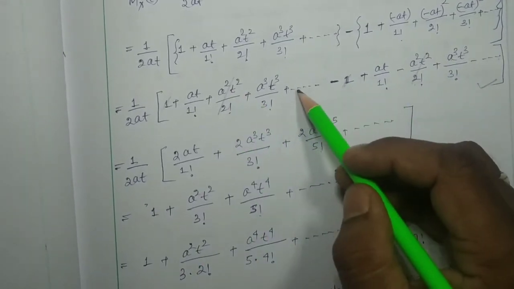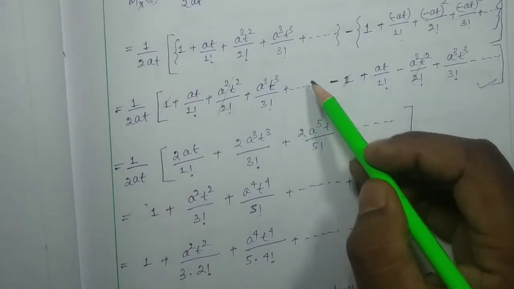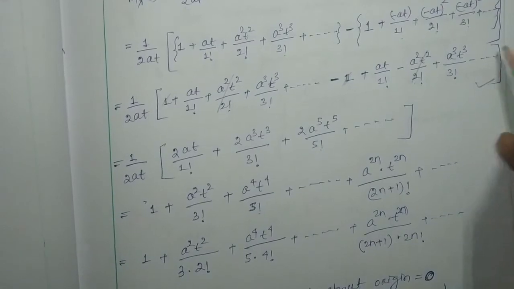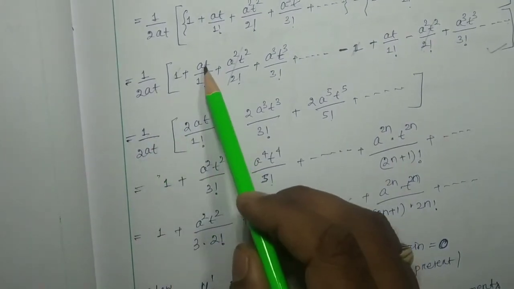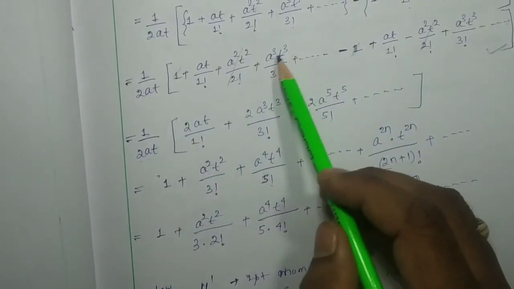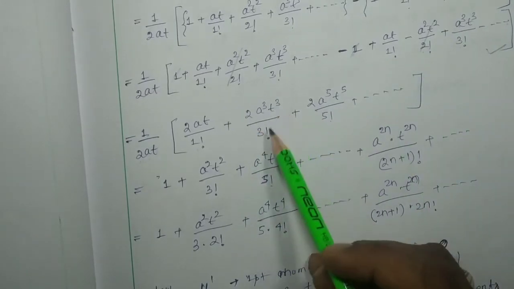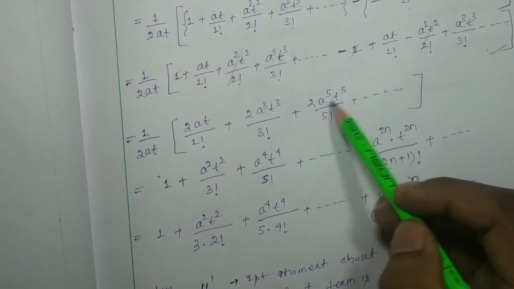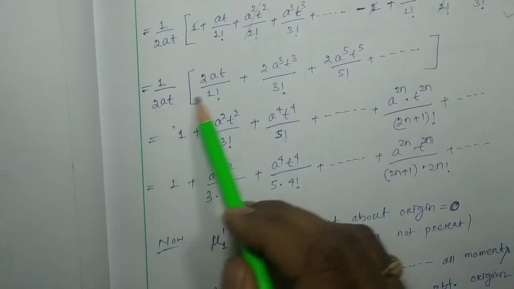Likewise, if we consider higher order, you can find that a to the 4 t to the 4 by 4 factorial will be cancelled with another minus term, right? So here we found 2a by 1 factorial, 2at by 1 factorial, 2aq by 3 factorial, then likewise the next term 2a to the power 5 t to the power 5 by 5 factorial, and so on. Here 2a is there, just divide each term.